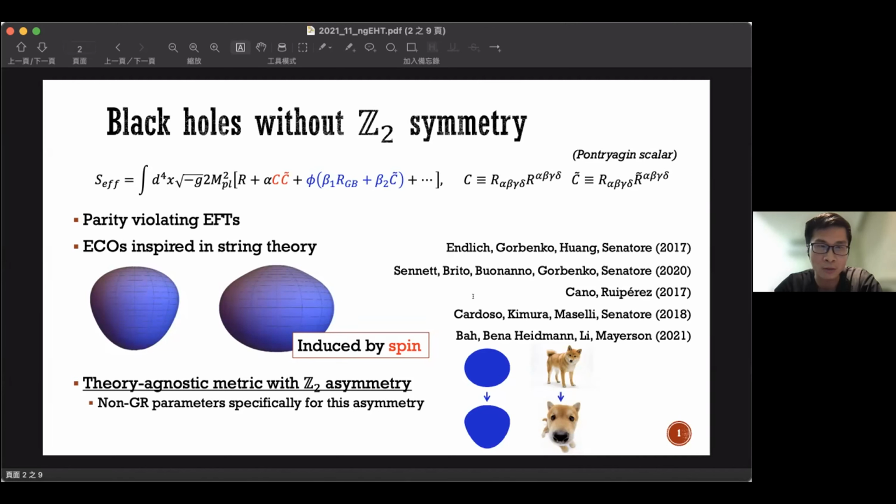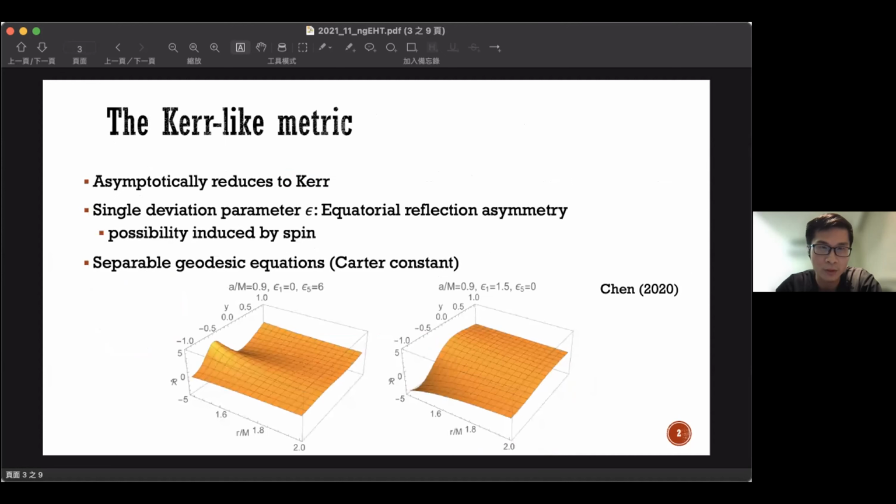The way that we do this is that instead of considering some particular complicated model in a zoo, we essentially want to construct a theory-agnostic metric spacetime, which contains a deviation parameter that controls this Z2 asymmetry. The spacetime looks very similar to Kerr, but is different from it, and is specifically designed to test this Z2 asymmetry. Okay, so this is what we want to do.